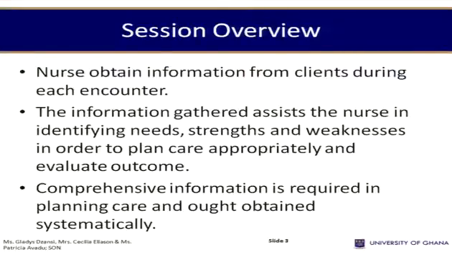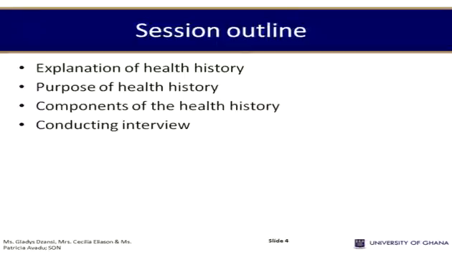Nurses obtain information from clients during each encounter. The information they gather assists them in identifying the patient's needs, their strengths, their weaknesses. They identify their problems, and this helps them to plan the care appropriately and evaluate the interventions. In order to do this, the nurse must collect comprehensive information from the client and significant others, and this information needs to be collected systematically.